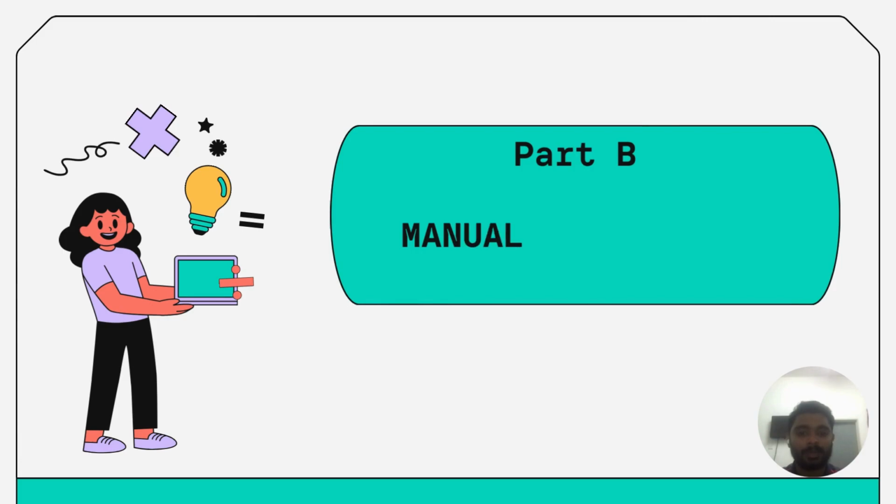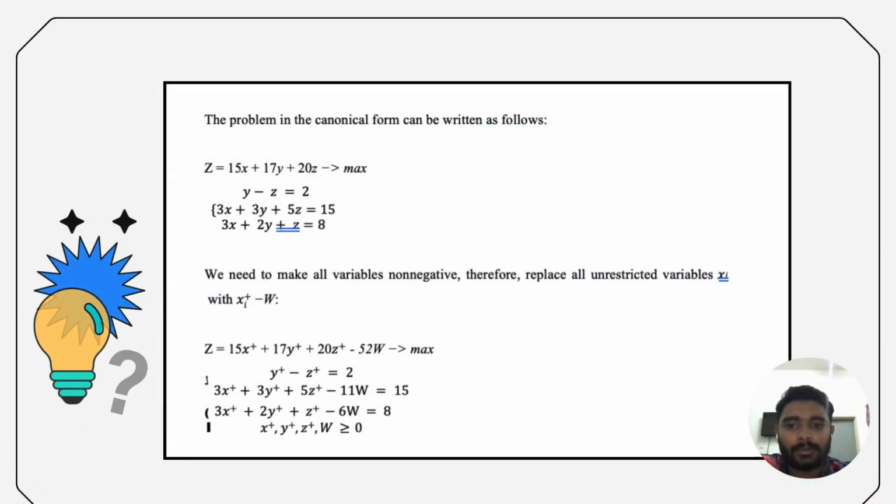So now I'll be presenting part B, which is the manual calculation. As I mentioned before, the problem that we chose was the first real life application, for Sinaro, Rigres, and Berhad. The problem in canonical form can be written as below.